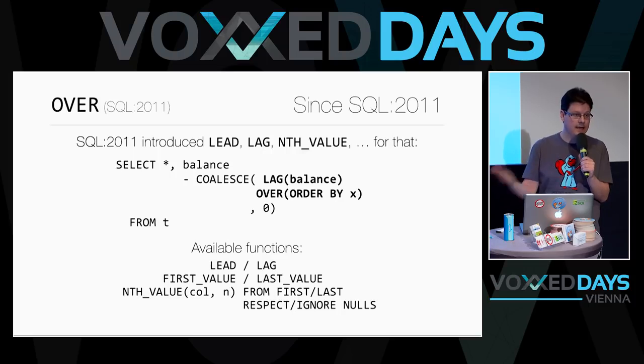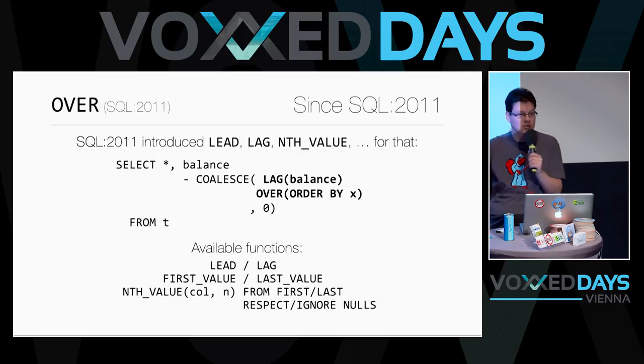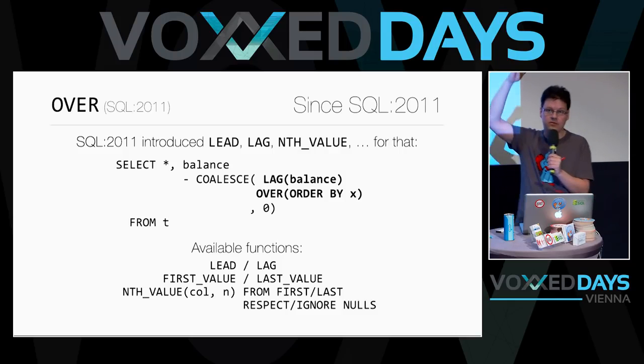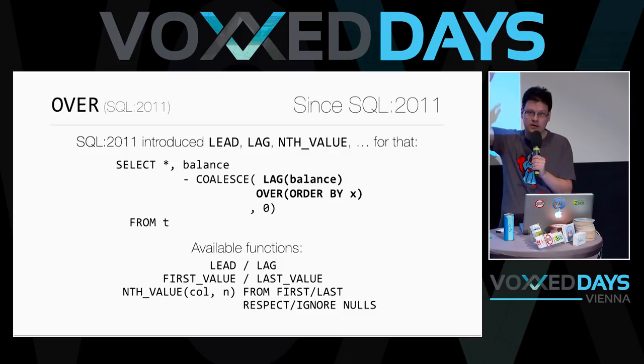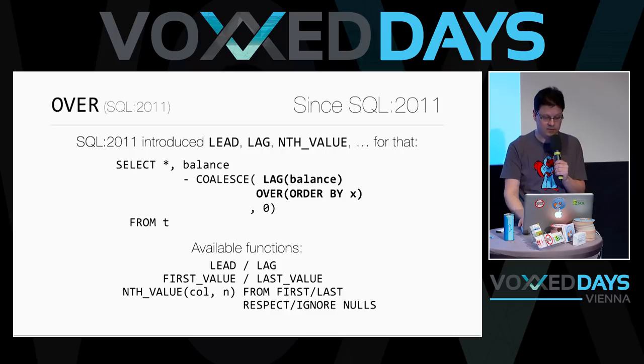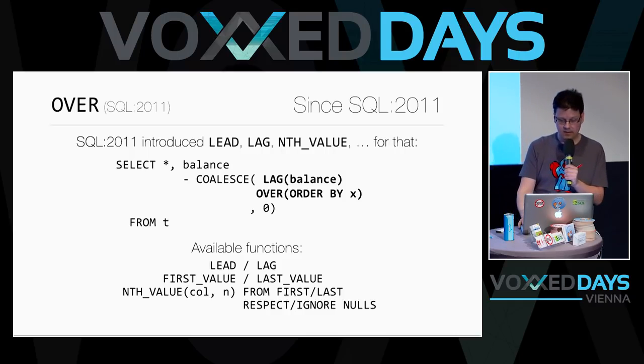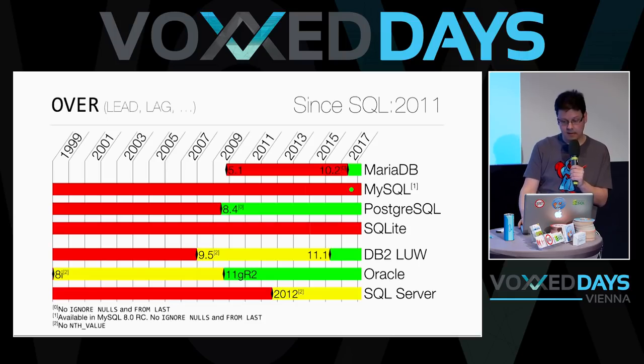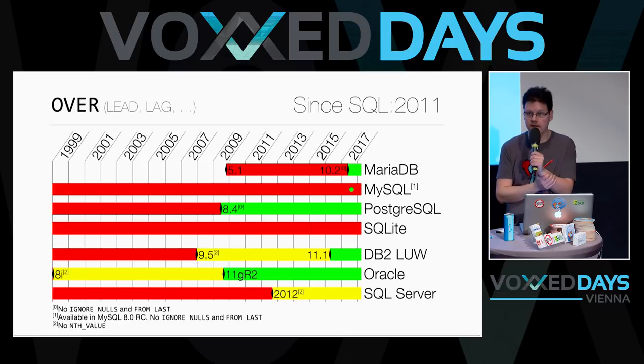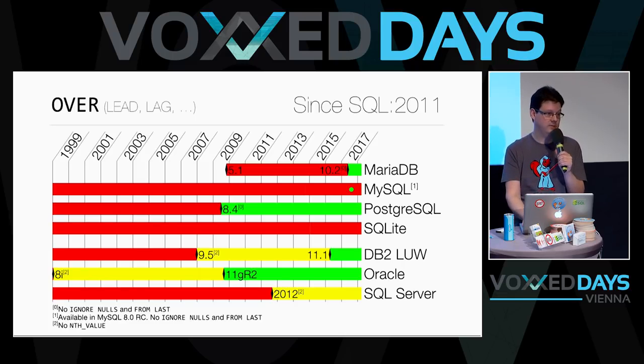So there's lead and lag. You can, with lead, pretty much look into the future, into the next row. There's first value, last value, out of the partition or whatever you have defined your frame from. And nth value. You can ignore nulls, respect nulls, and all of that. Can you use it yet? Yes, in quite some databases. Pretty much all of them. Soon, at least. And that's really extremely handy.